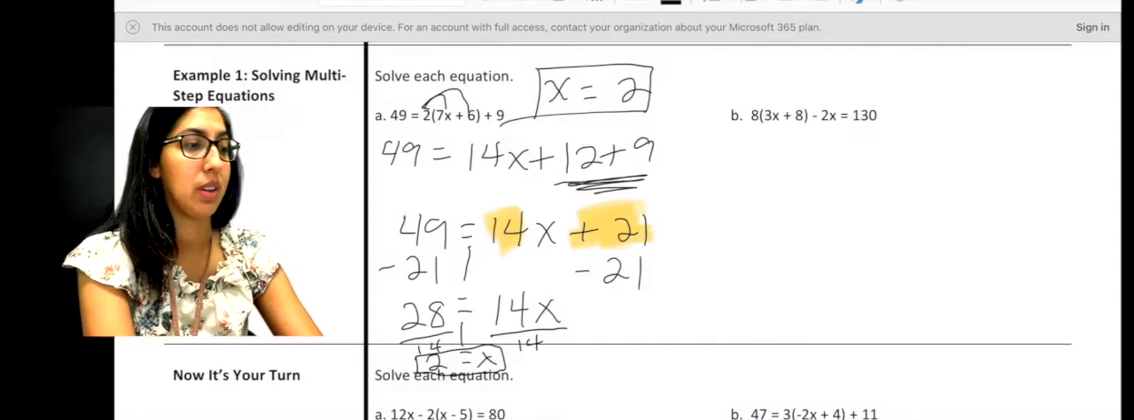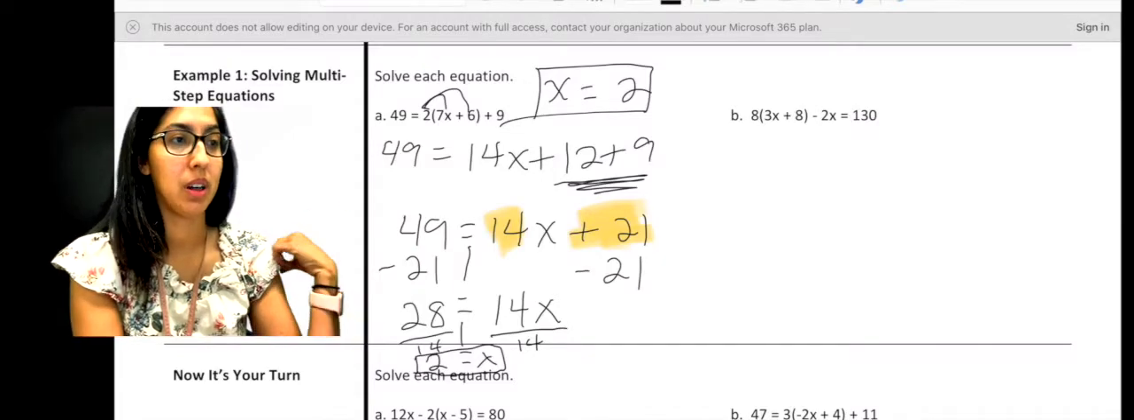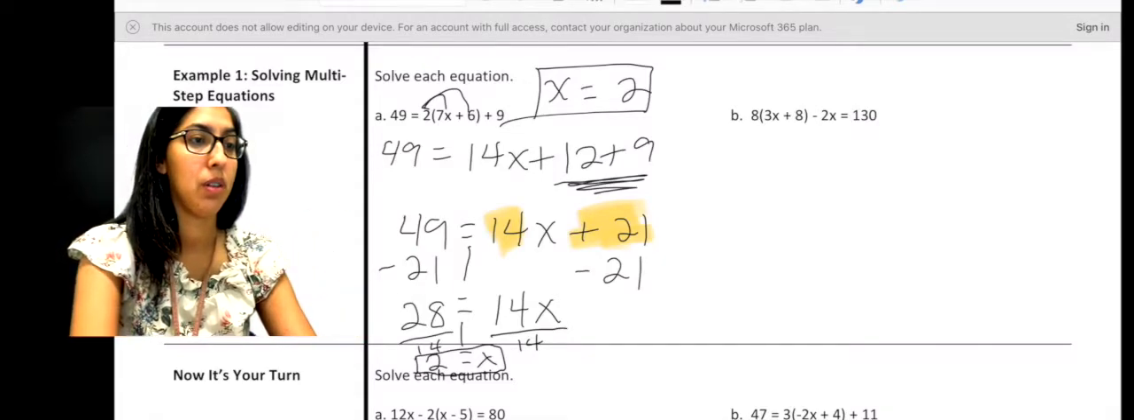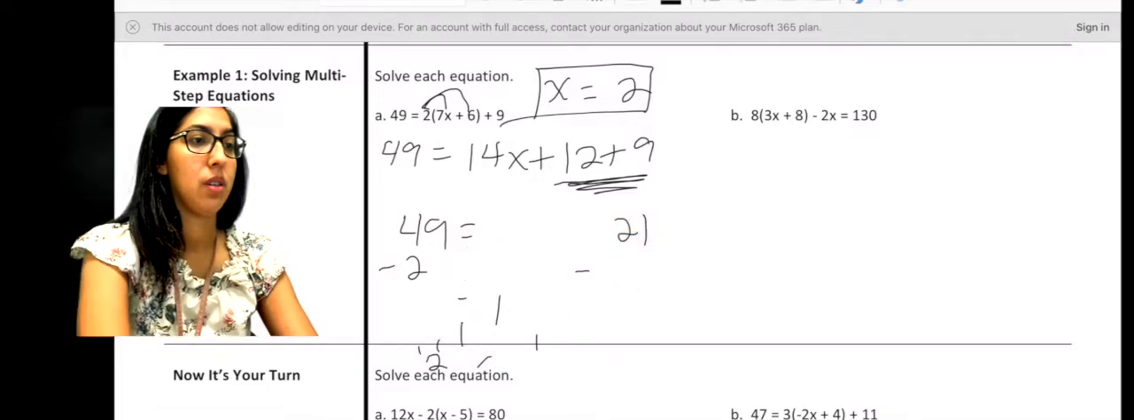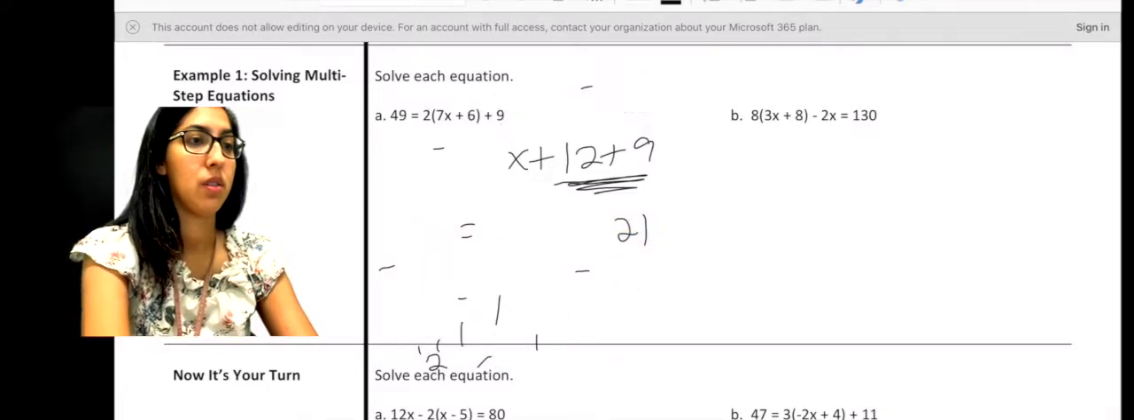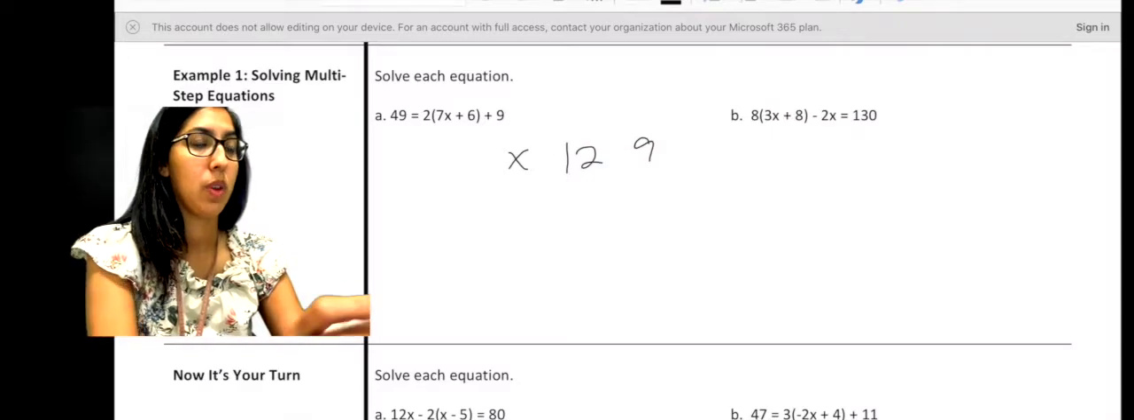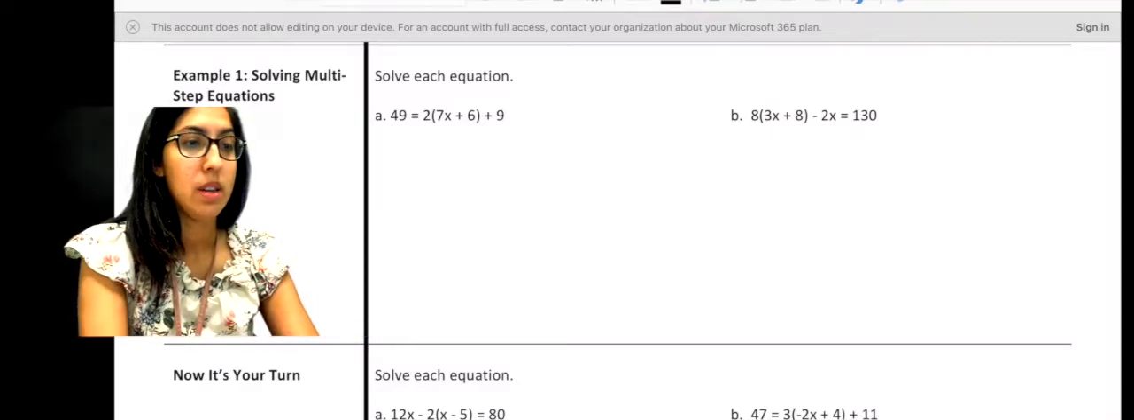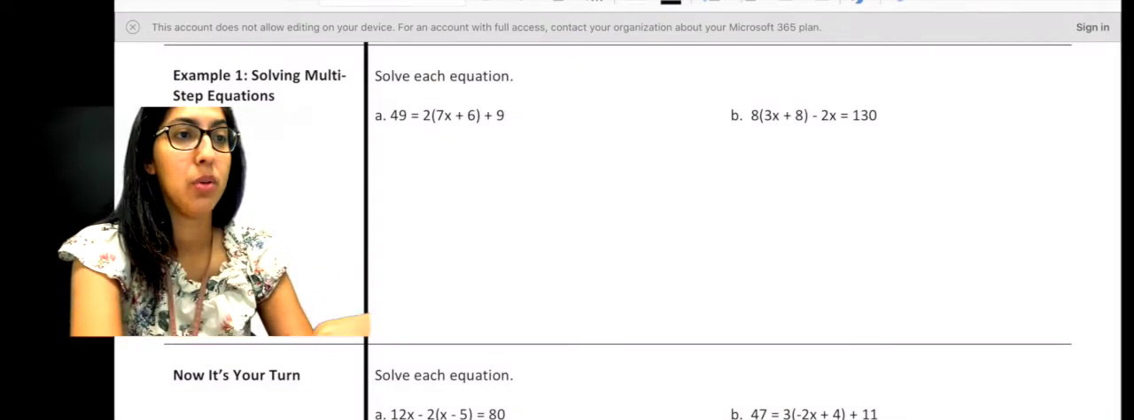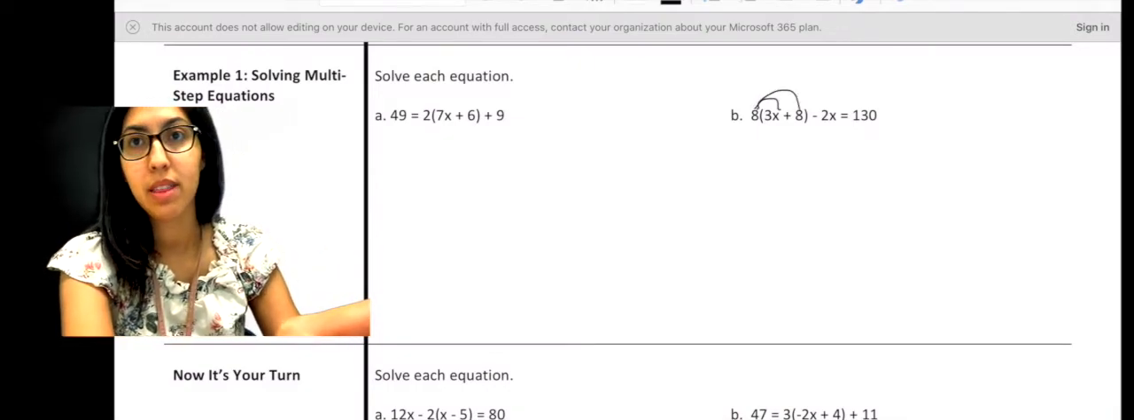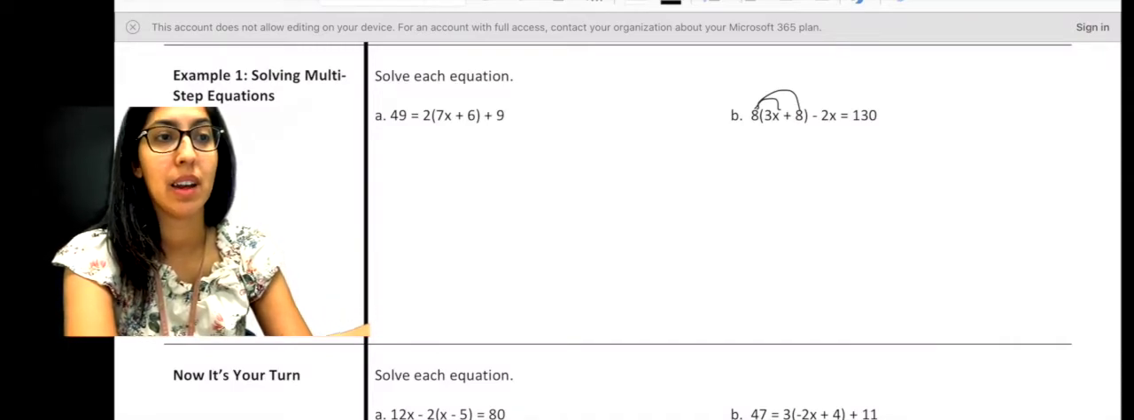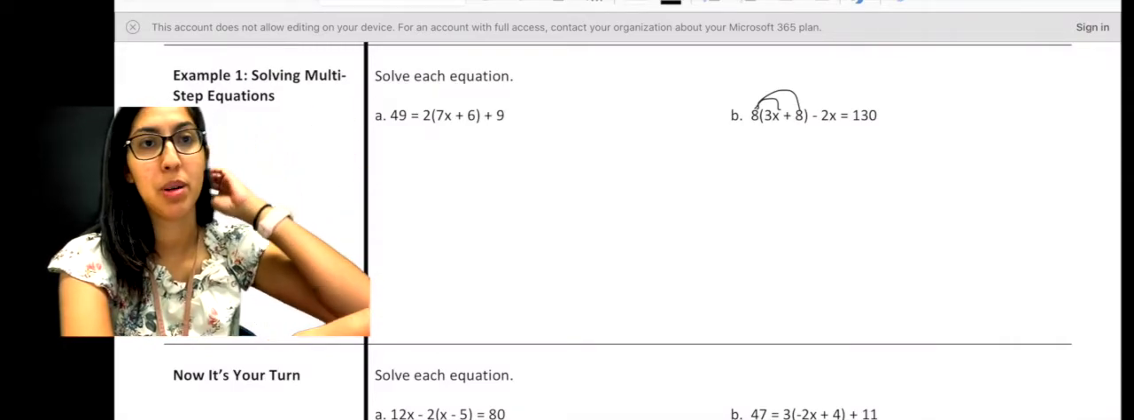Let's go on to the next one. And I'm actually going to erase all of this, so you might want to pause and write that down. I'm going to go ahead and erase. Okay, so here we go. Same steps. First, we're going to distribute that 8 inside anything in the parentheses. Anything on the outside, like that negative 2x, is just by himself.